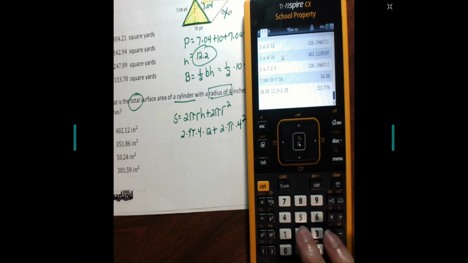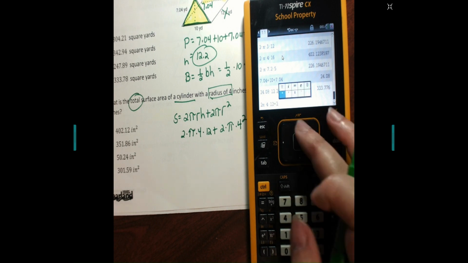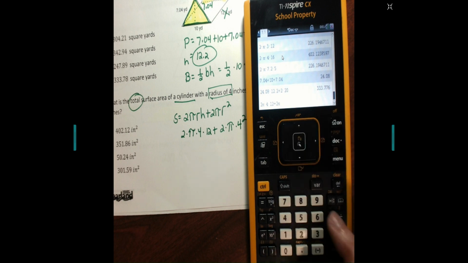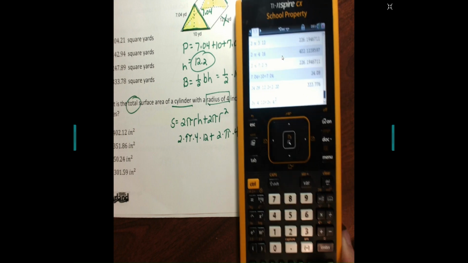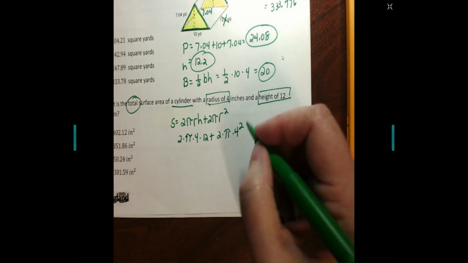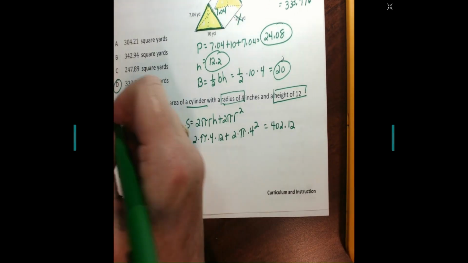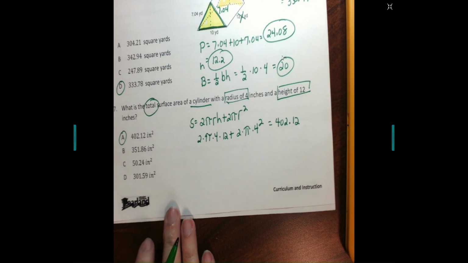Type it in. 2 times pi times 4 times 12 plus 2 times pi times 4 squared. And my answer is 402.12. Answer choice A.